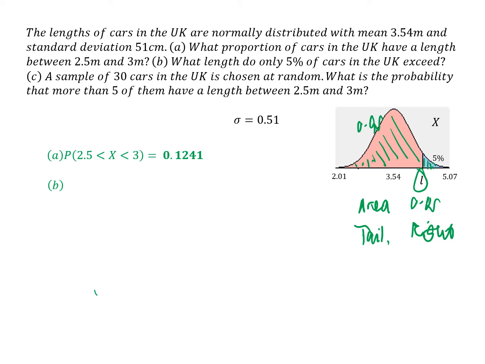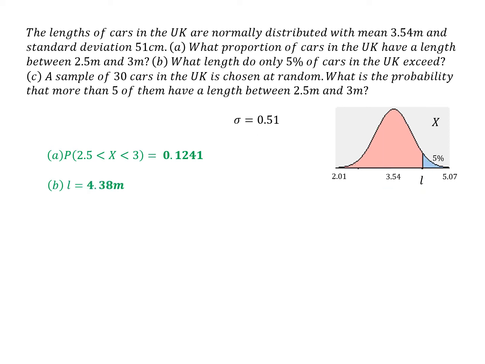The calculator that I've used just asked me to put in the area, so I put in 0.95 with the standard deviation and the mean, and I got a figure of 4.38 for L. And the advantage of drawing the diagram is I can look at that and say, yeah, 4.38 looks about right, closer to 5.07 than it is to 3.54.